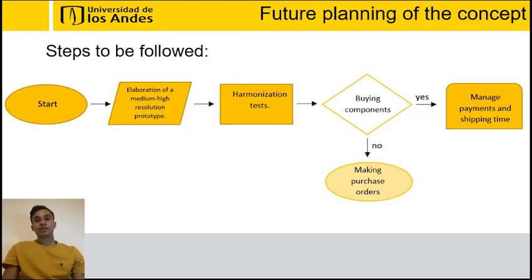Steps to be followed. Improving the evolution of the prototype design by using the virtual models and simulations, followed by manufacturing a medium-high resolution prototype and harmonization tests, which helps the group to make more organized and justified decisions. Finally, for the ending of this sprint, the group will manage payment and shipping time of the components. In case those purchases cannot be made, we will generate and have the buying orders ready.